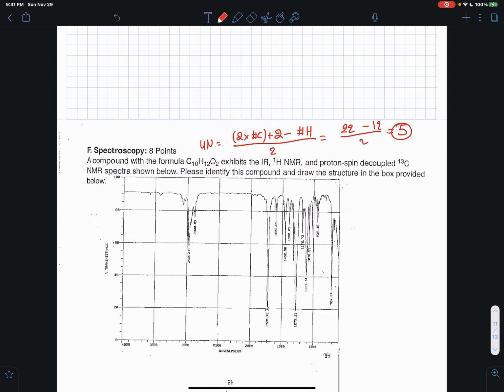You're not going to be allowed a calculator on the test. It's just simple math, right? It's nothing that's really complicated. Just make sure you do it one step at a time and you'll be good.